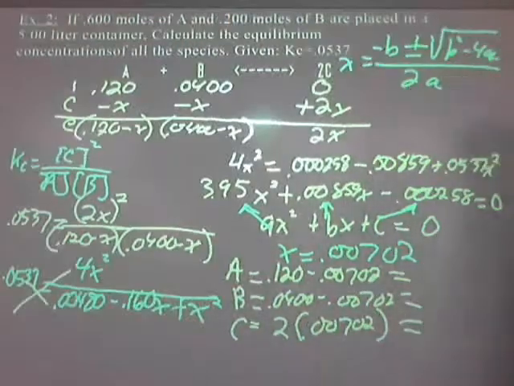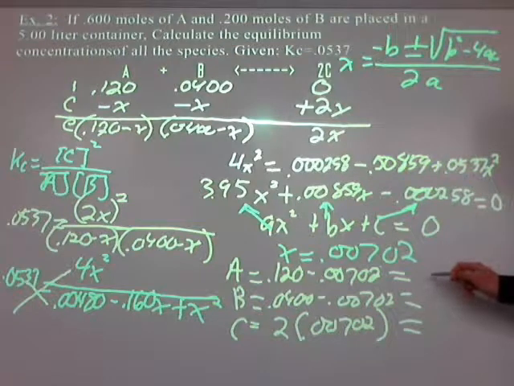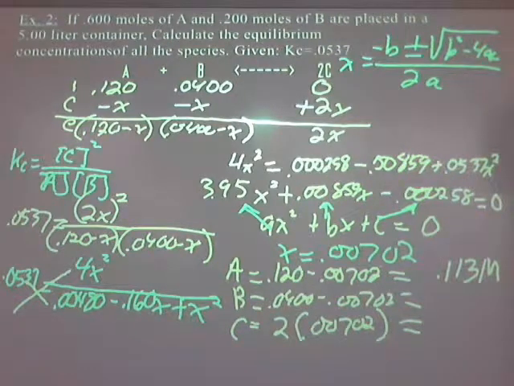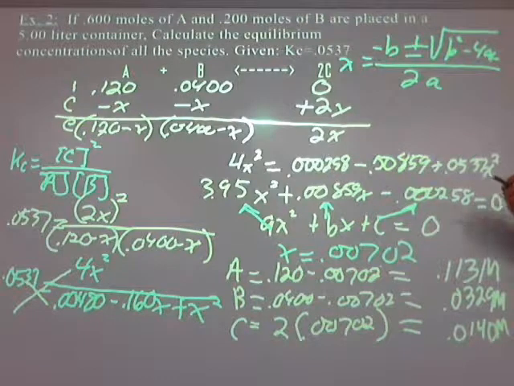Okay, so what do you get for A? 0.113 molar. Okay, what about B? I rounded off first, but 0.0329 molar. And lastly, for C, 0.01404. Are the units always molar? You're finding a concentration, so your units are going to be molar.